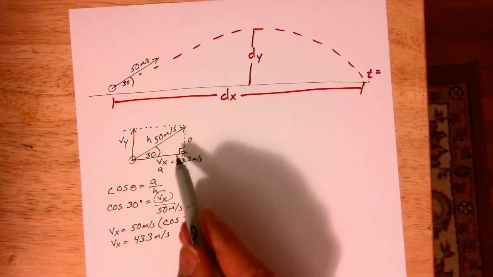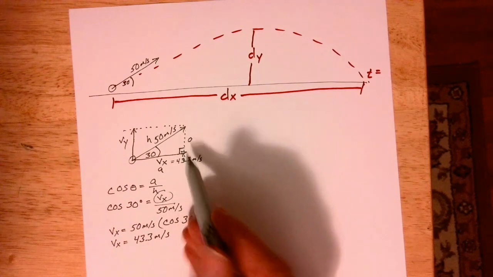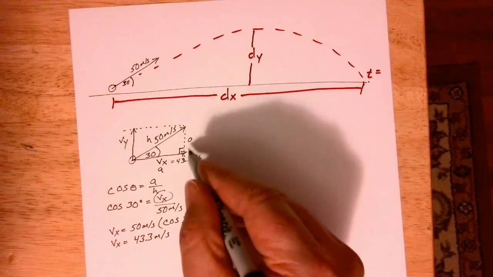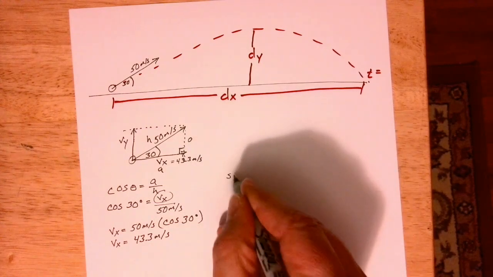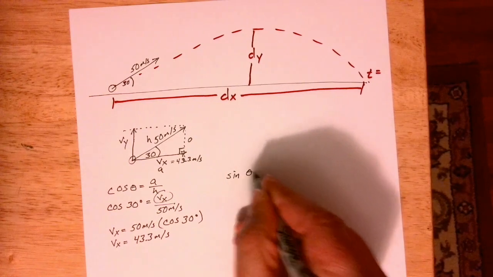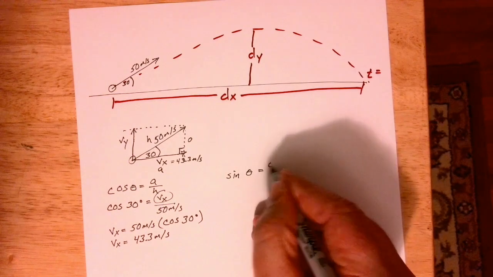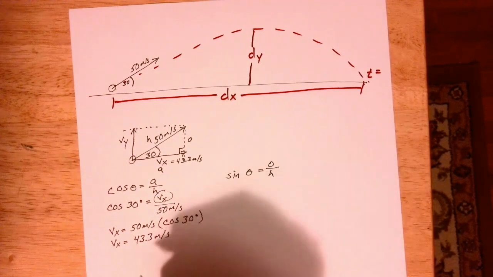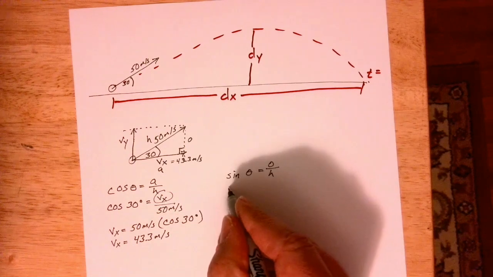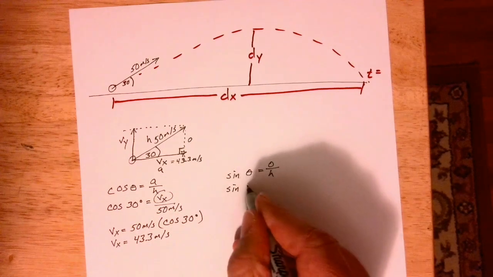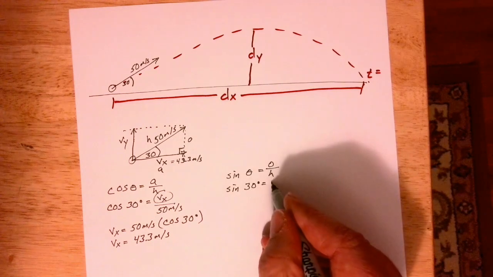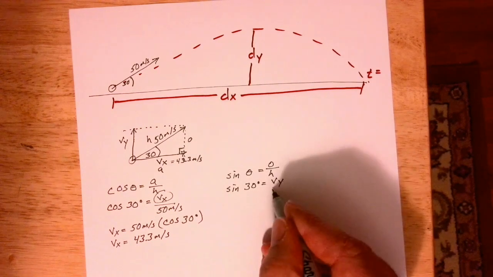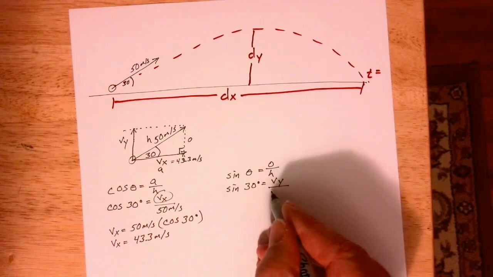Now, to solve for the Vy. Vy is your opposite. So SOHCAHTOA, that's your sine theta is equal to your opposite over hypotenuse. So the sine of 30 degrees, your opposite is v sub y. Your hypotenuse is 50 meters per second.